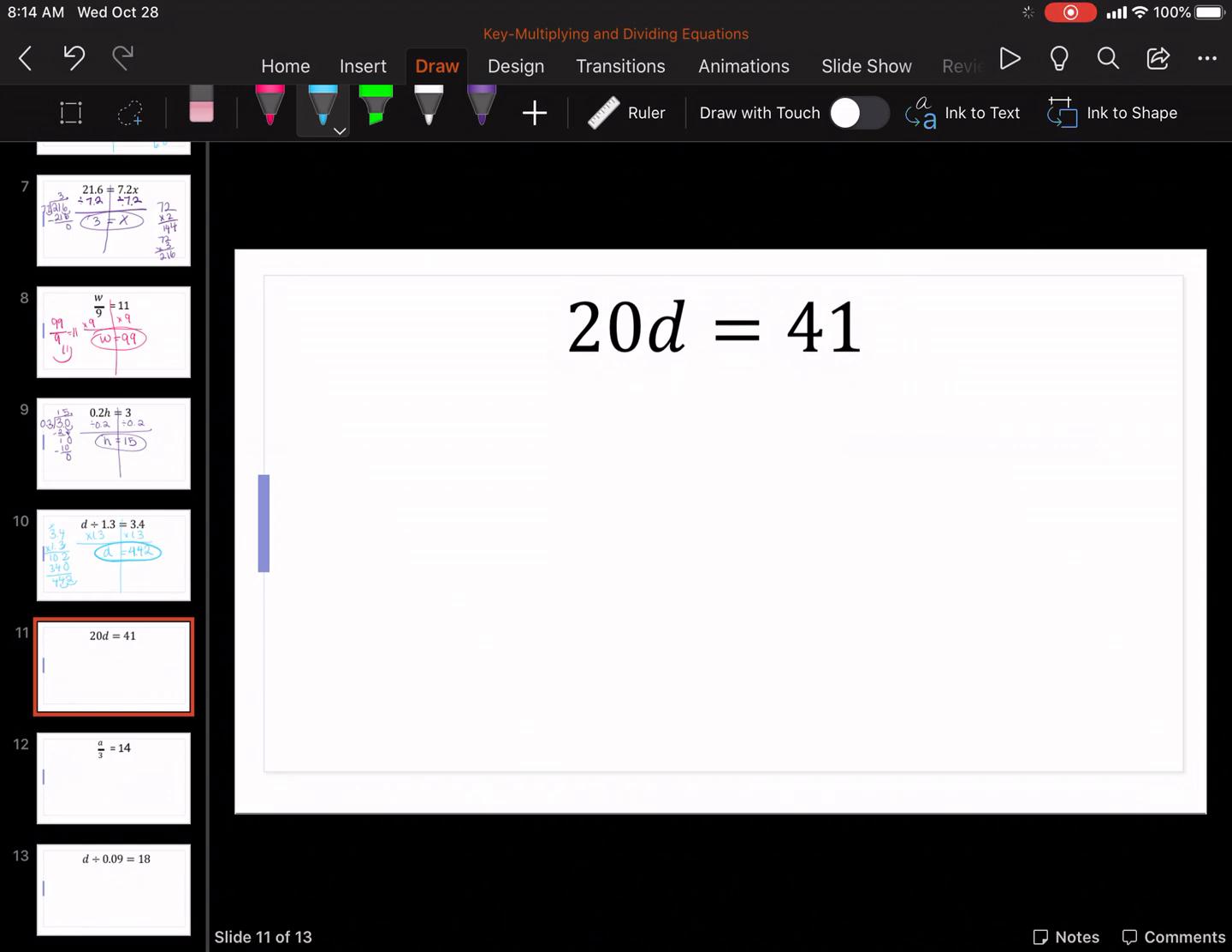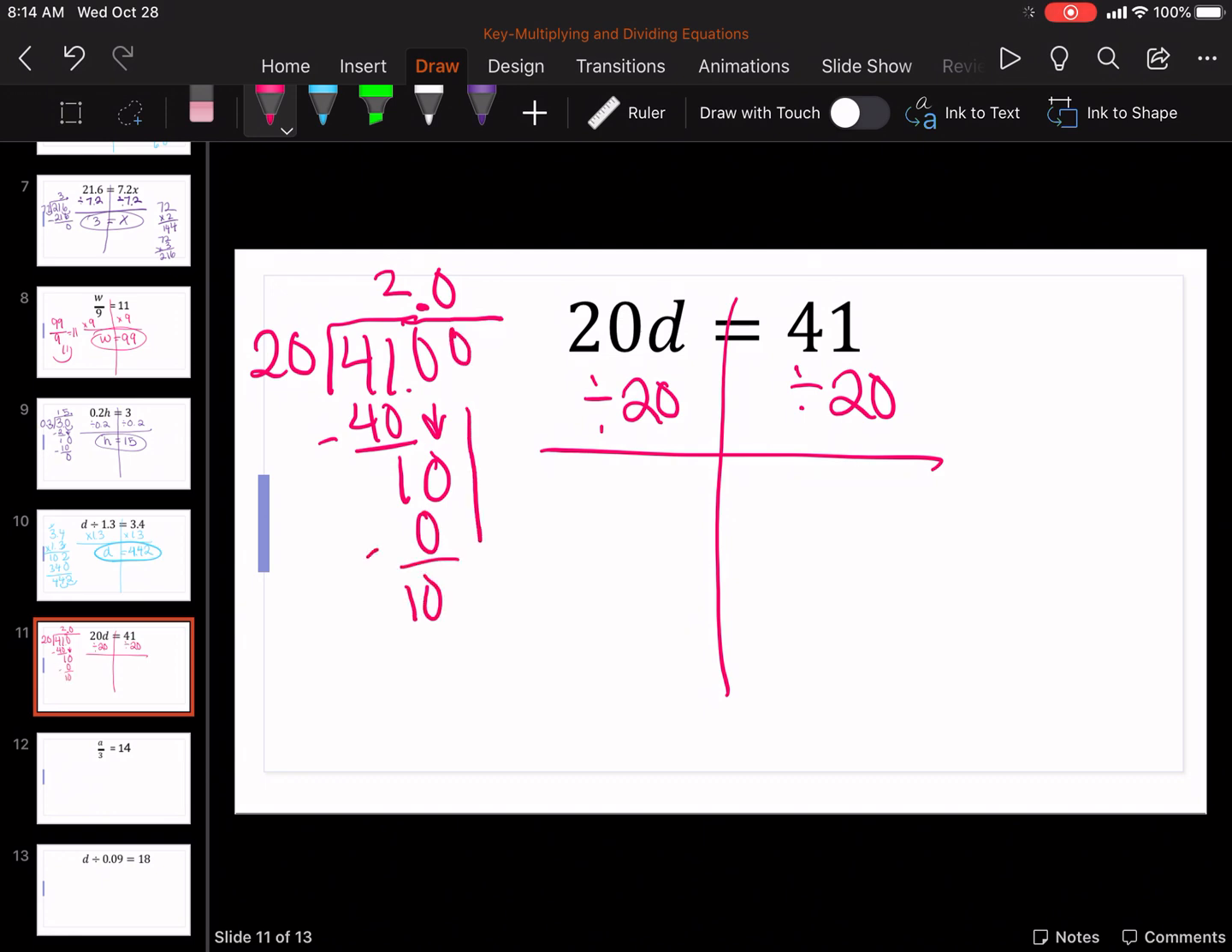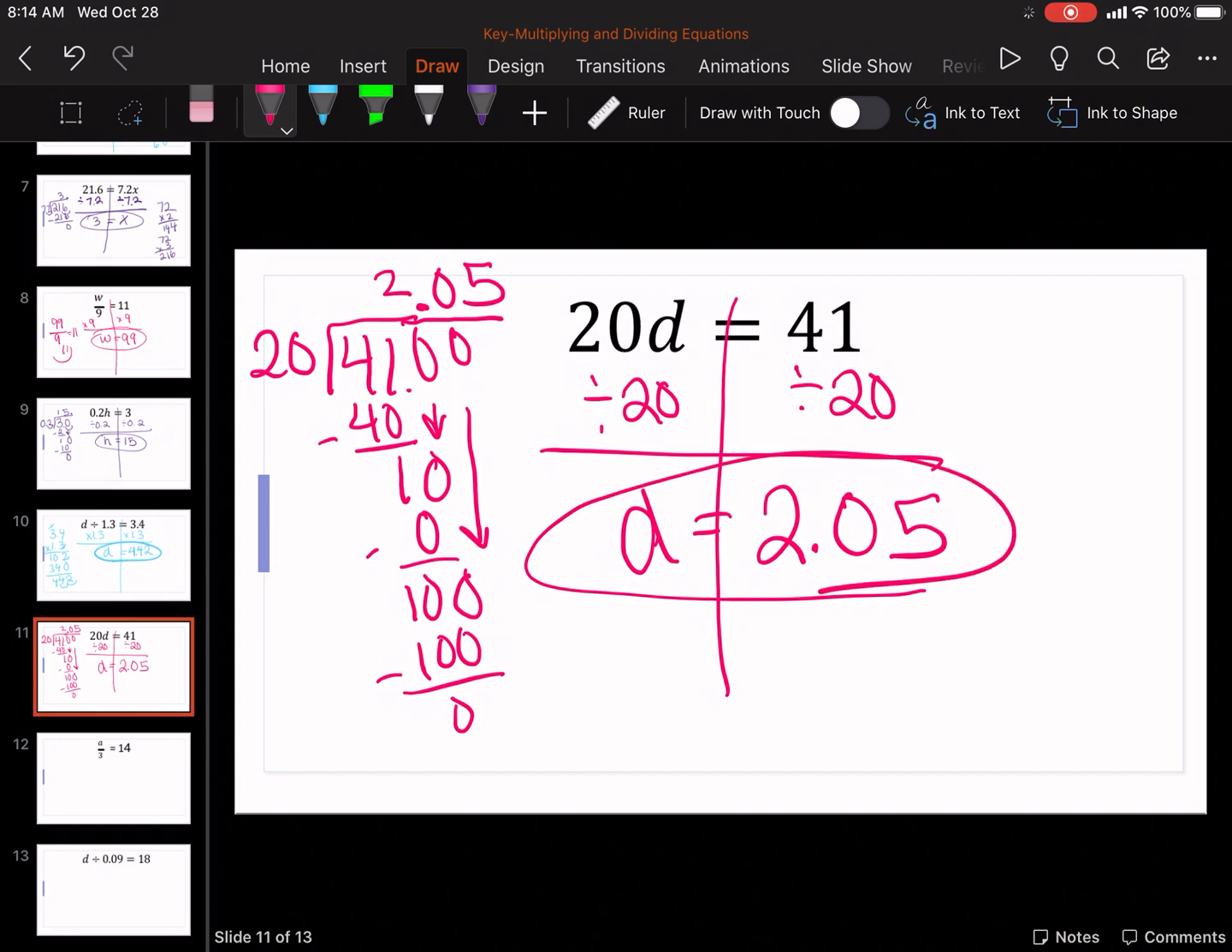We're going to draw our line down the middle. Okay, so this is being multiplied. So we're going to divide by 20 on both sides. Okay. So 41 divided by 20 goes in 2 times. With 1 left over. And our decimal and our 0. 20 goes into 10, 0 times. 10 left over, add a 0. 20 goes into 100, 5 times. So our answer is D equals 2 and 5 hundredths. It's not 2 and 5 tenths. You got to have that 0 in the middle there because it didn't go into 10.